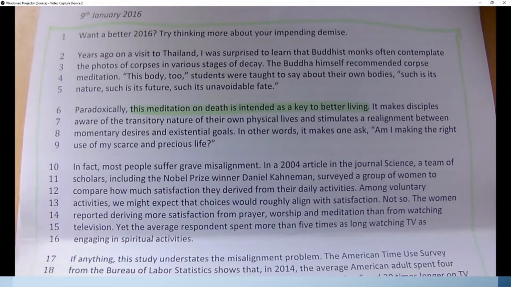In fact, most people suffer grave misalignment. In a 2004 article in the journal Science, a team of scholars, including the Nobel Prize winner Daniel Kahneman, surveyed a group of women who compare how much satisfaction they derive from their daily activities.